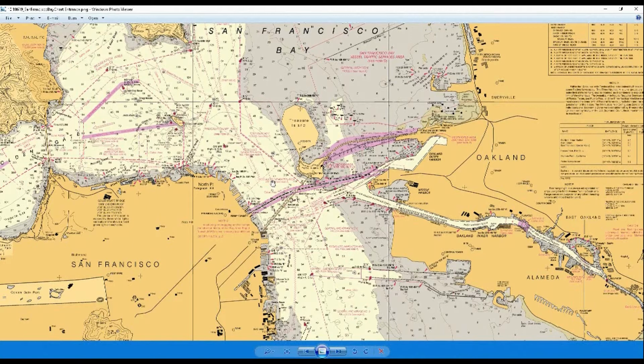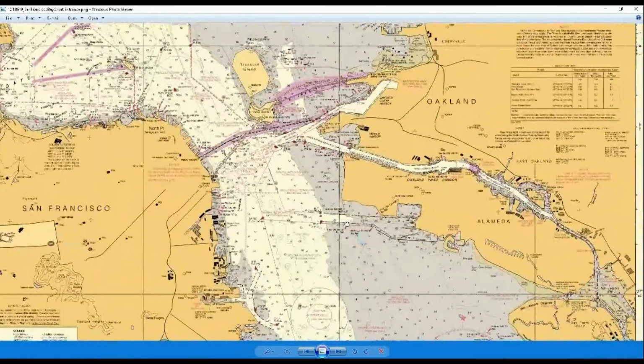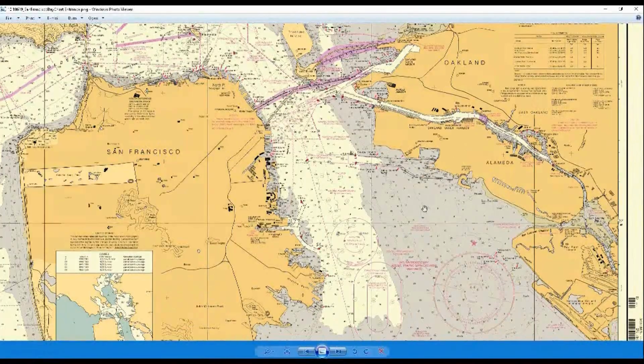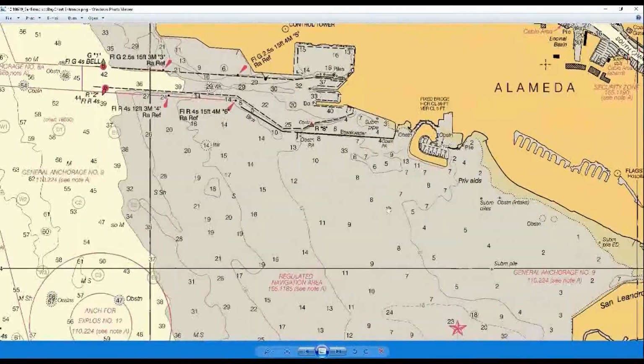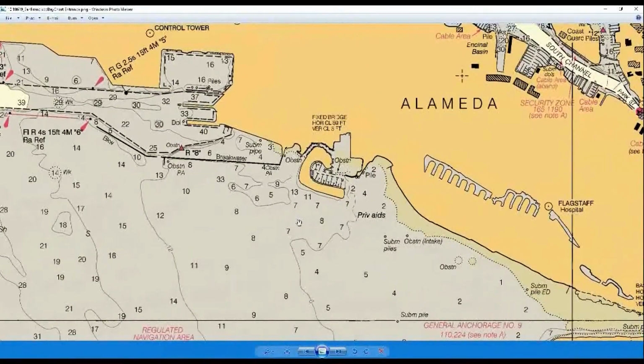But the first thing I need to do is determine what is the low tide for my port of departure. So let's come down here to Alameda. And we'll zoom in real tight here to Ballena Bay. This is the Ballena Bay area right in here.